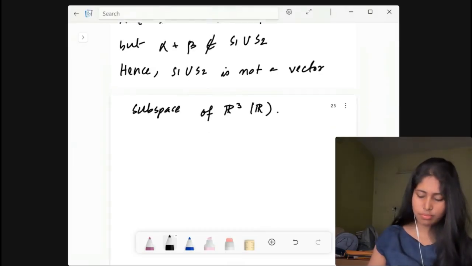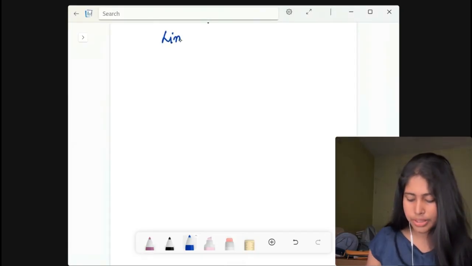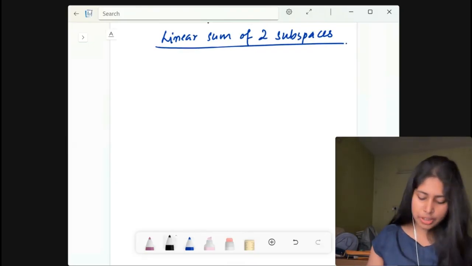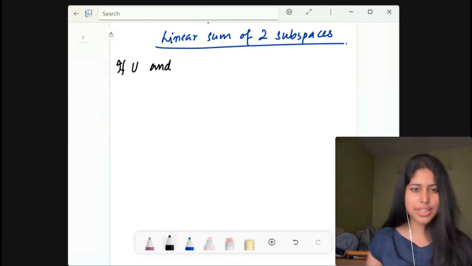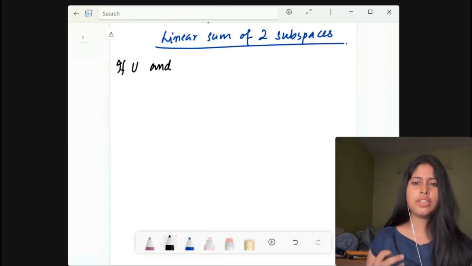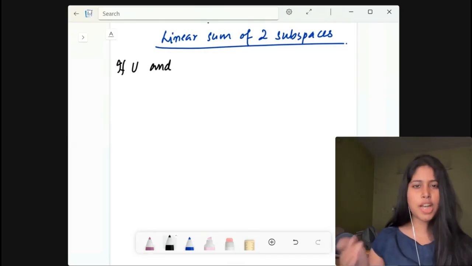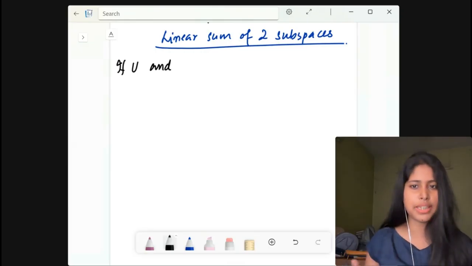See, the next concept is linear sum of two subspaces. Now, what does this say? As I have already said, please write down the statement, because understanding and memorizing the statement is very important in linear algebra, because questions come like, what do you mean by linear sum of subspaces? Like in our mid-sem paper only, this question came: define what is linear sum of subspaces.